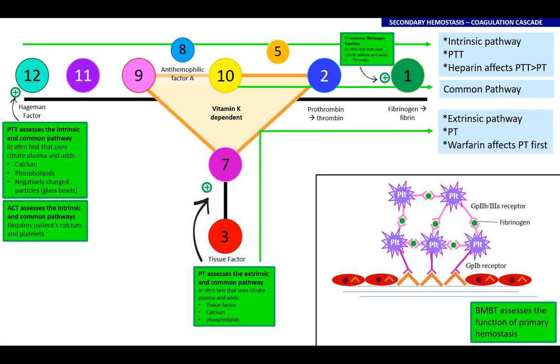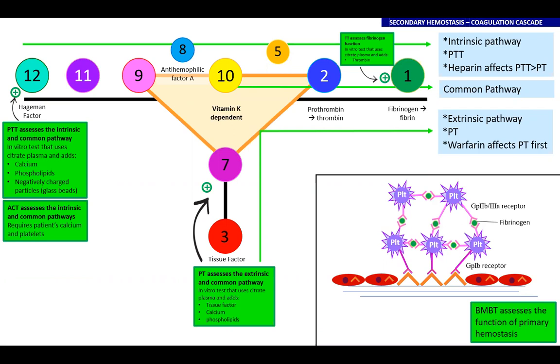And so your platelet number will be low, your BMBT will be increased because of your low platelets, and then your PT and PTT and TT are unaffected because your secondary hemostasis is not affected. Vasculitis is also a primary hemostasis problem.